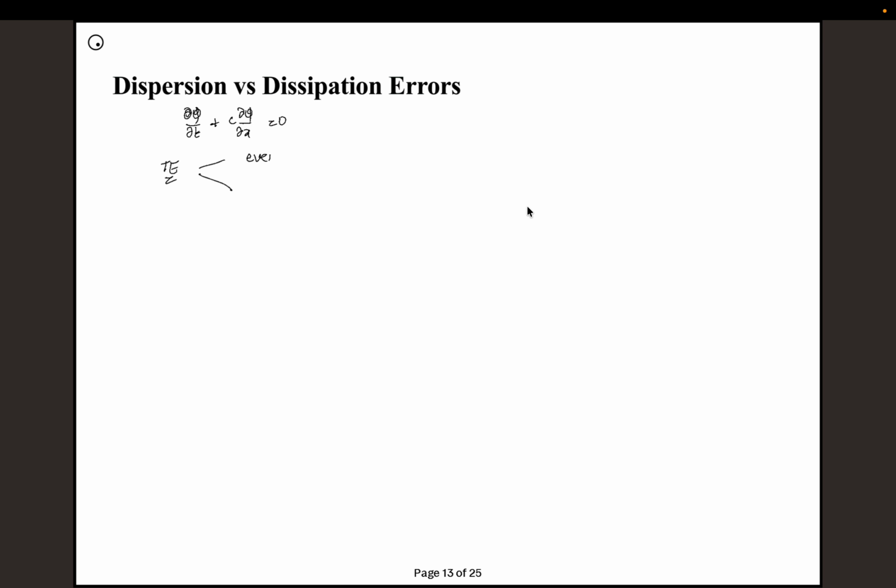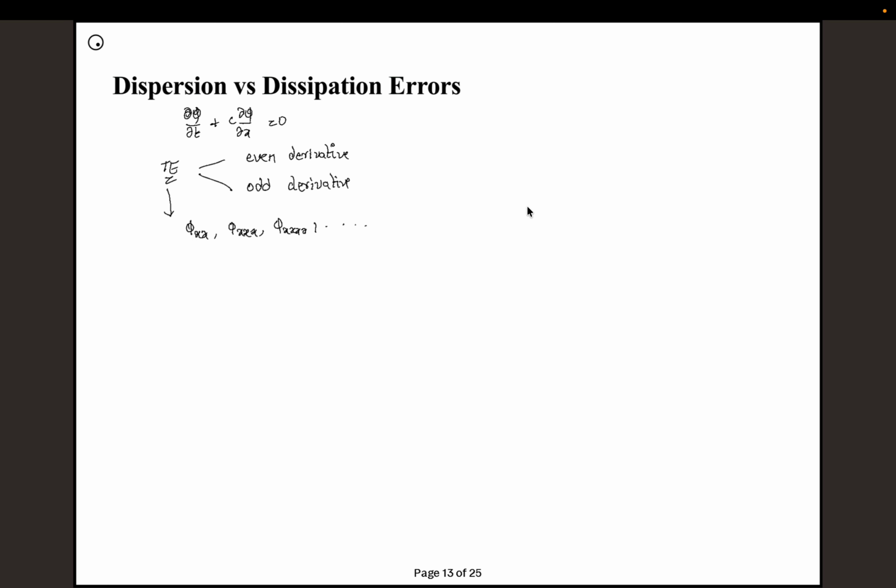This truncation error term can have an even derivative, or it can have an odd derivative in the leading terms. So the truncation error will have multiple terms. It will have some term corresponding to phi xx, some term corresponding to phi triple x, and so on.